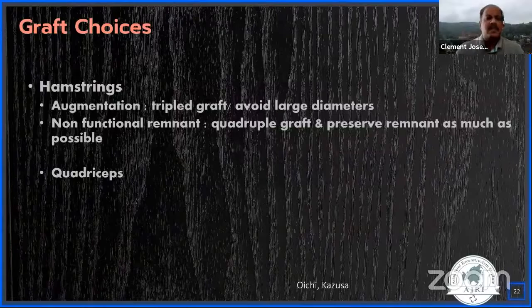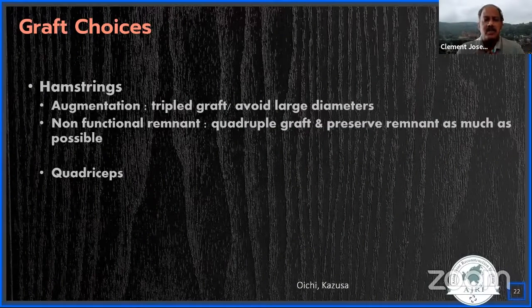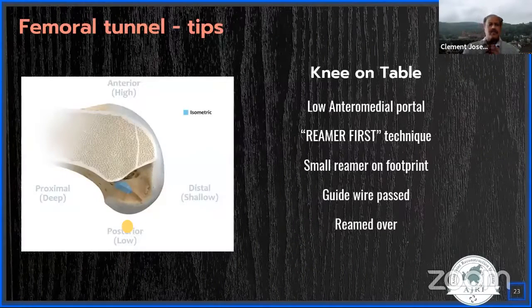Typically, hamstring is my preferred choice because you can use a triple graft when you want to do a single bundle augmentation, and you can use a quadruple graft when you want to go with the traditional quadruple semi-T reconstruction. One may also consider using quadriceps tendon. Some surgeons have described remnant preserving ACL reconstruction with BTB grafts, but we have no experience of using BTB graft in this scenario. Coming to the femoral tunnel tips.